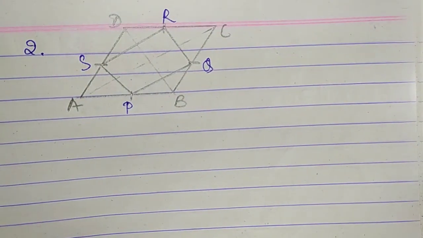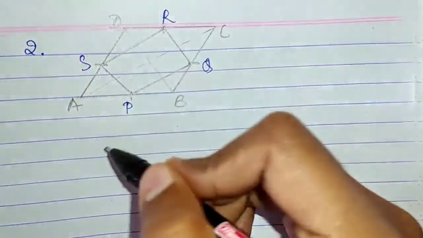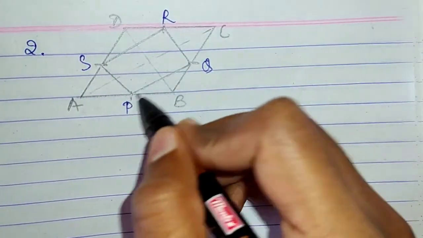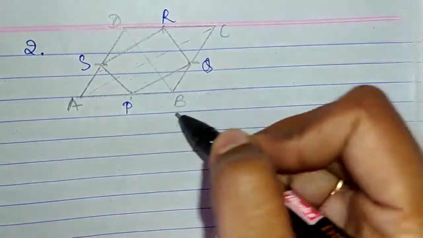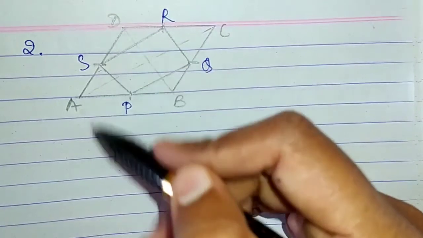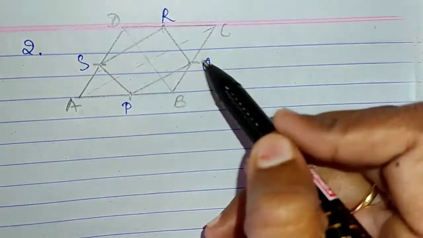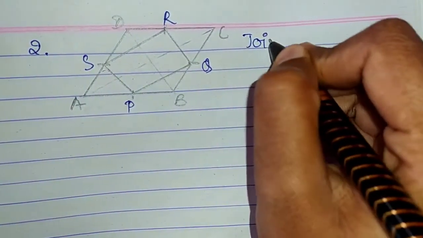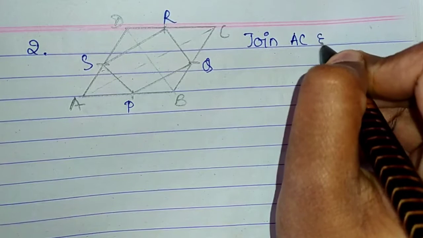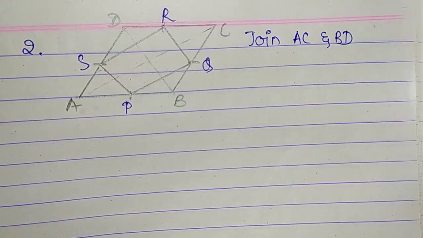In the second question, ABCD is a rhombus. That means ABCD has all sides equal, and P, Q, R, S are the midpoints of sides AB, BC, CD, DA respectively. Show that the quadrilateral PQRS is a rectangle. To do that, first join AC and BD so that we get the diagonals of the rhombus.